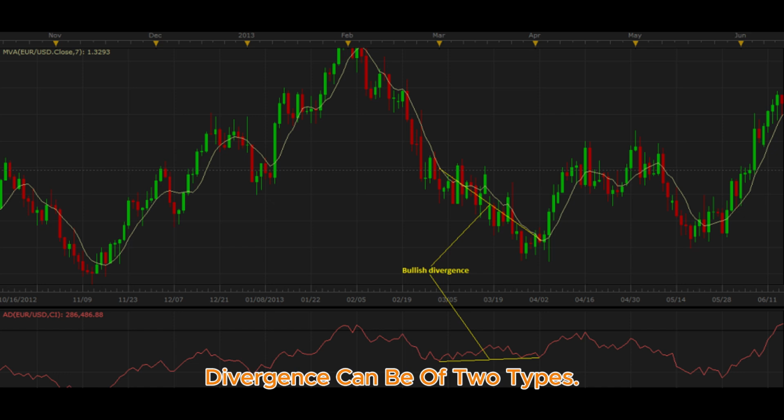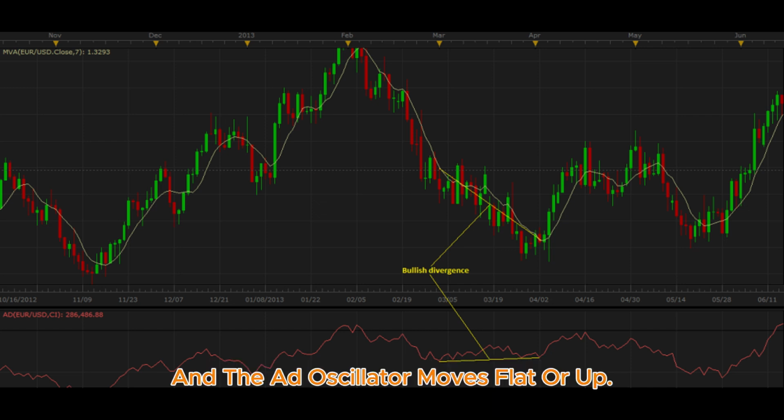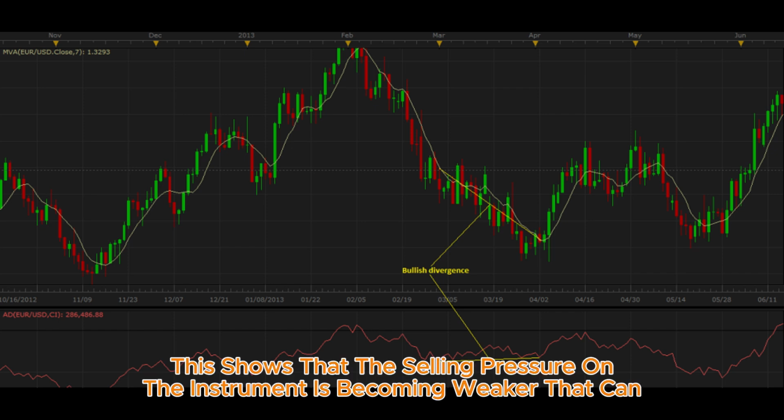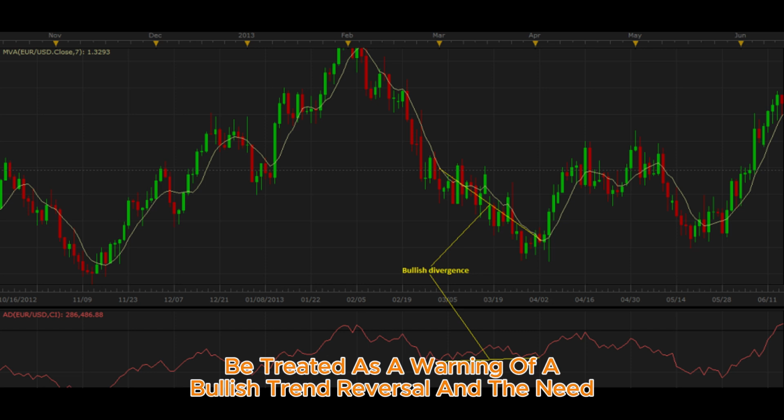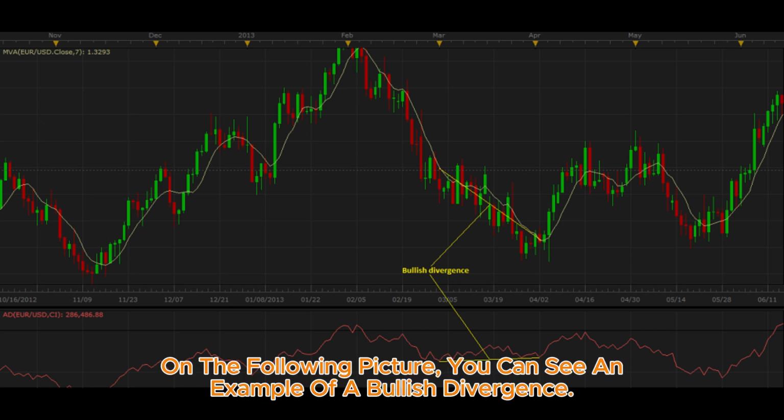Divergences can be of two types. Bullish divergence occurs when an instrument's prices move down and the AD oscillator moves flat or up. This shows that the selling pressure on the instrument is becoming weaker, which can be treated as a warning of a bullish trend reversal and the need to consider closing sell positions and opening buy ones. On the following picture, you can see an example of a bullish divergence.